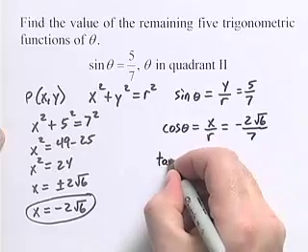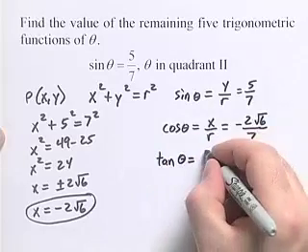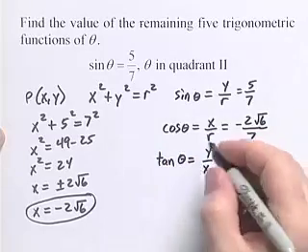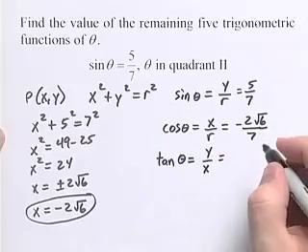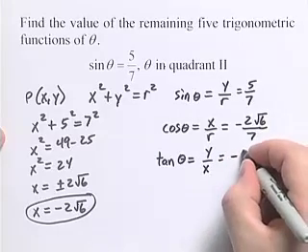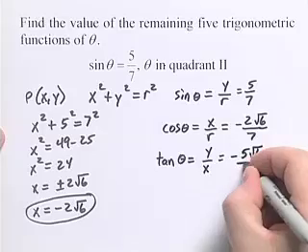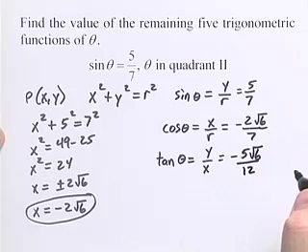Next we want tangent of theta, where the tangent of theta is y over x. Again, plug in the values for x and y, and we'll get that tangent of theta is negative 5 root 6 divided by 12.